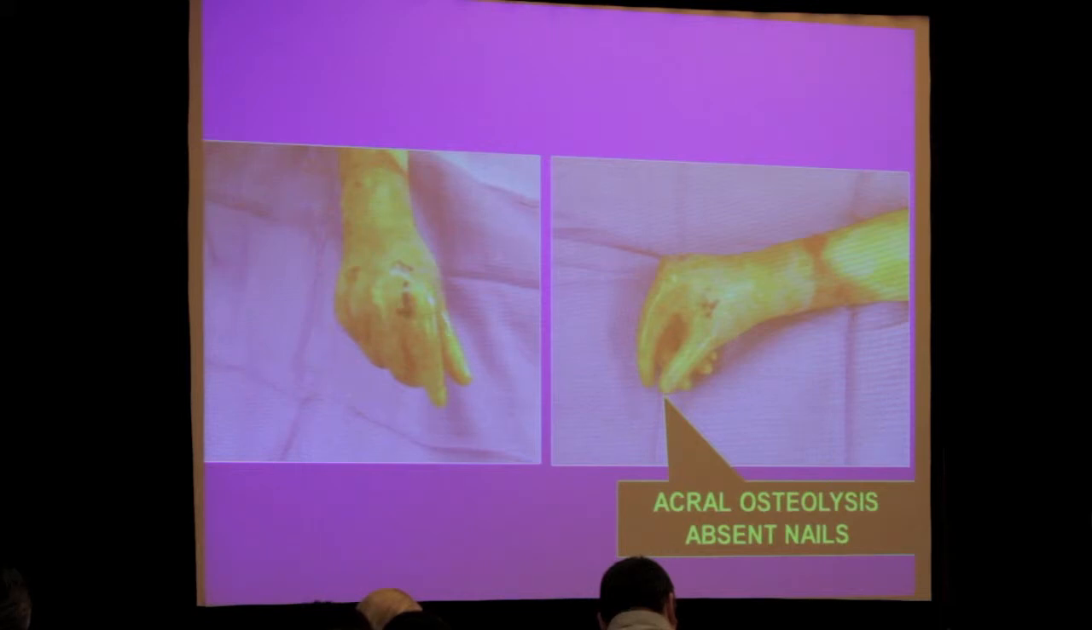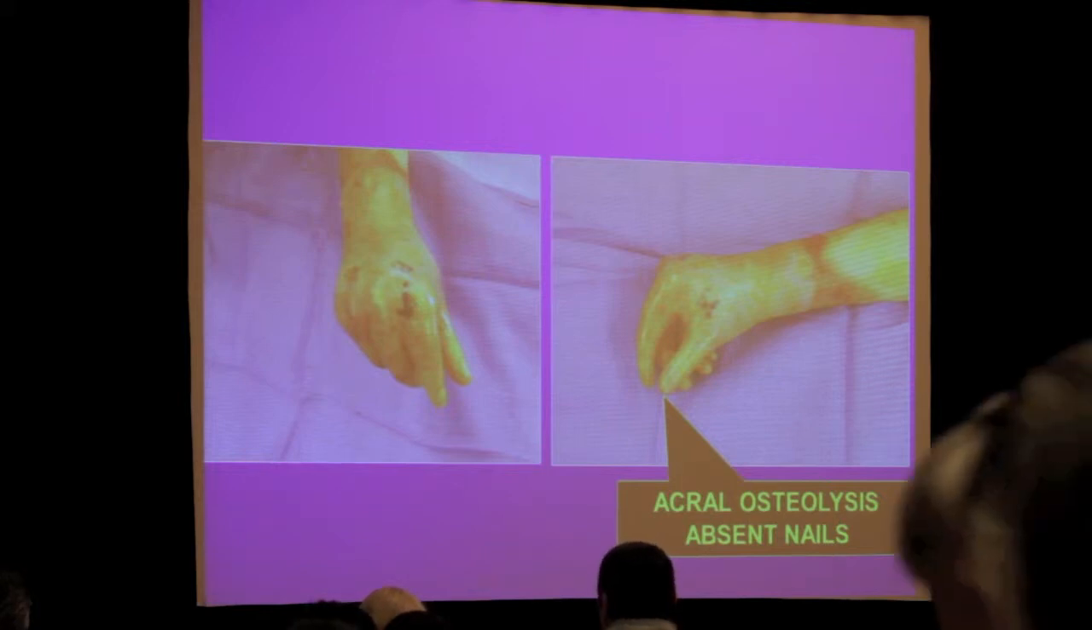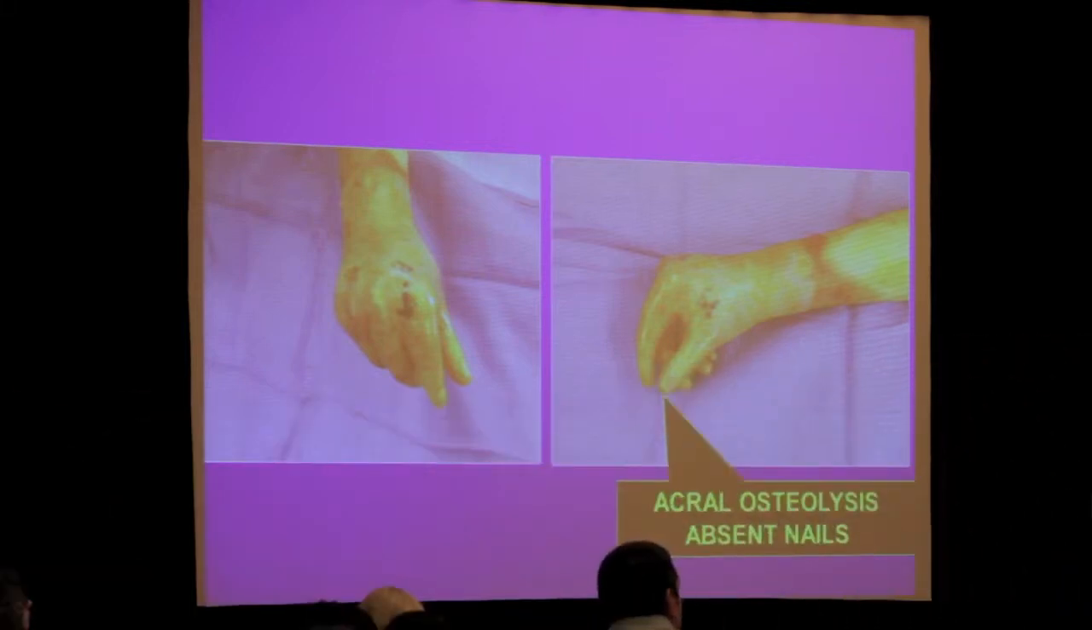Most children with EB, my understanding is, are born with a small fingernail, but over time, early in infancy, this goes away, and even further over time, oftentimes the bone at the end or distal portion of the finger will resorb.